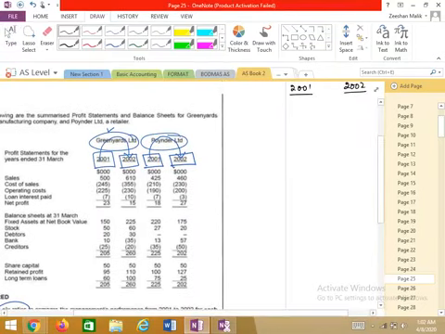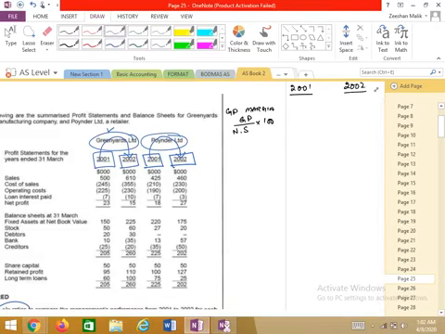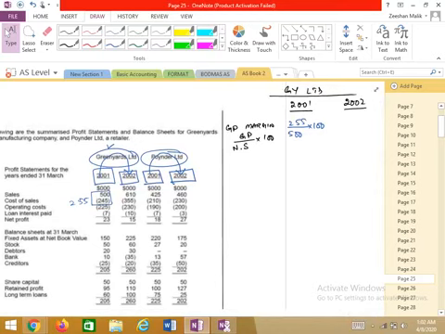The first ratio I am taking is gross profit margin. The formula is gross profit upon net sales into 100. The gross profit should be 500 minus 245, which is 255. So 255 goes on top, sales 500 into 100. This is how we calculate the gross profit margin for Green Yard for 2001: 255 divided by 500 into 100, the answer is 51%.